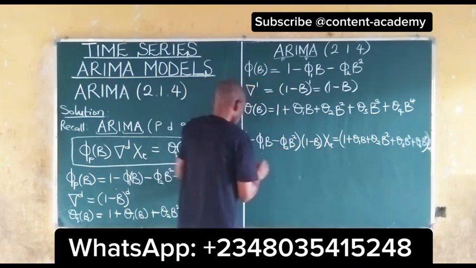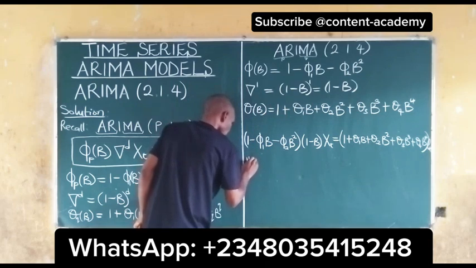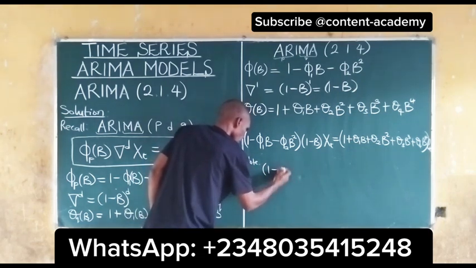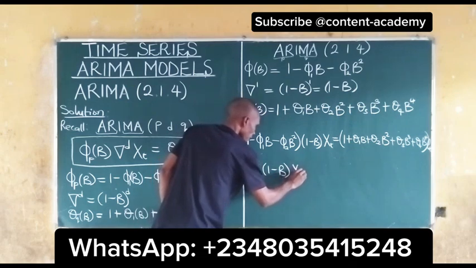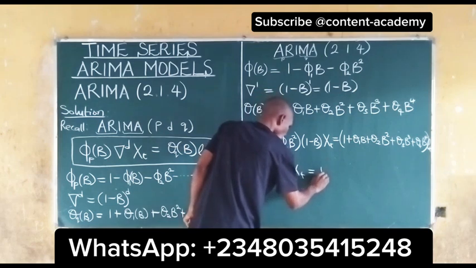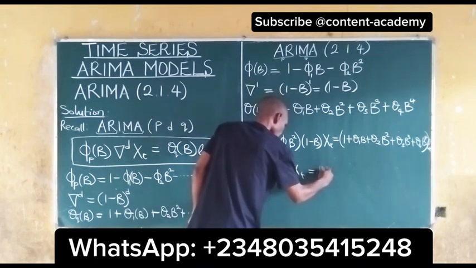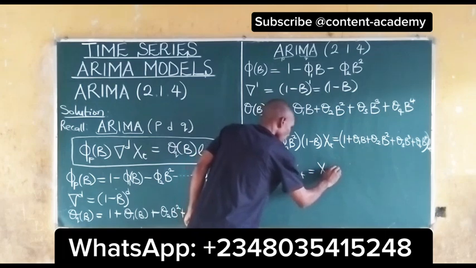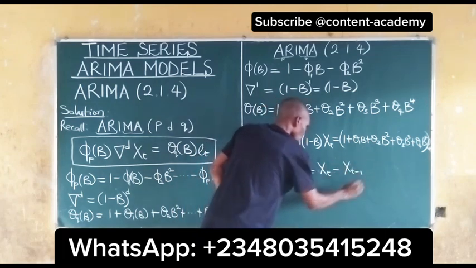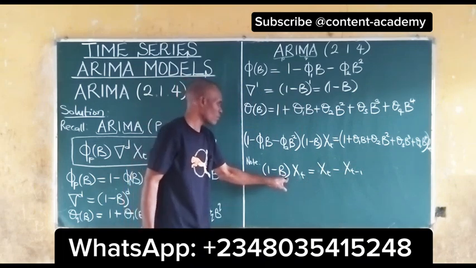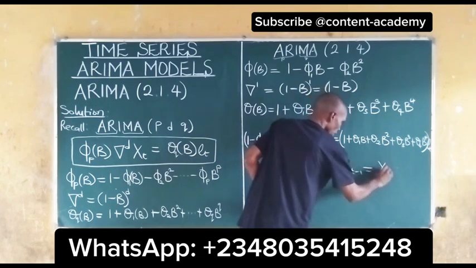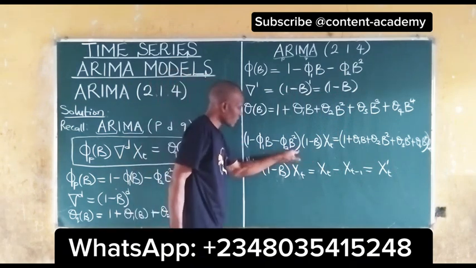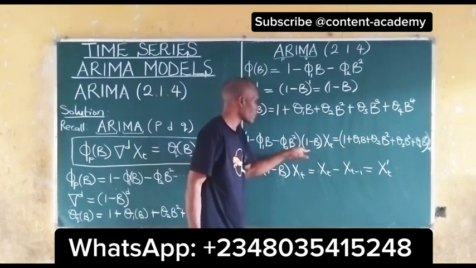So with this, we note that (1 minus B) X_t is the same thing as X_t minus X_{t-1}, because of the backward shift, which is equal to X_t prime. So we can now write our model out properly.